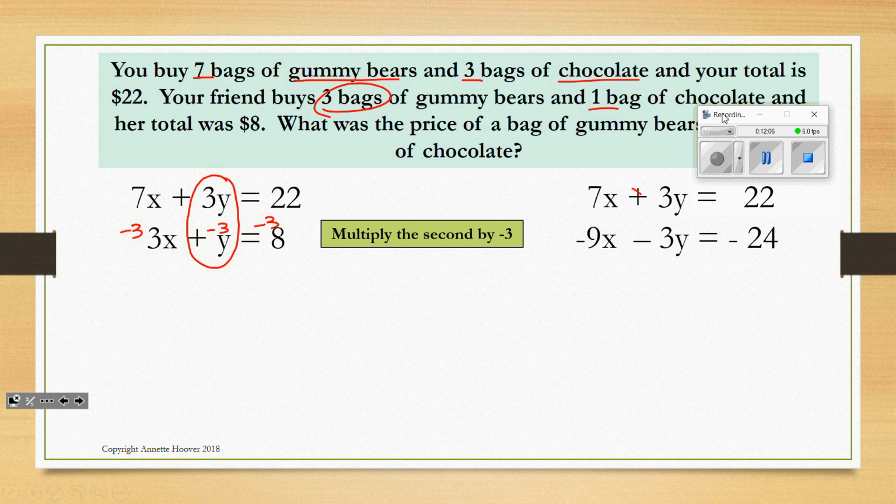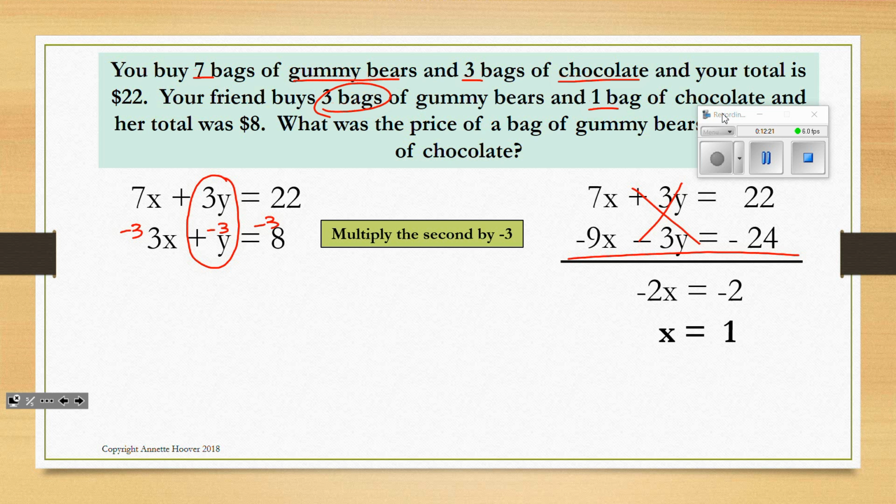Now we can solve it because the y has been eliminated, or the number of bags of chocolate. That leaves us with a -2x and a -2. And when you divide both sides by -2, then x is equal to 1, and we have to remember that x was representative of the bags of gummy bears. Now we can plug back into either equation. I chose to plug back into this equation.